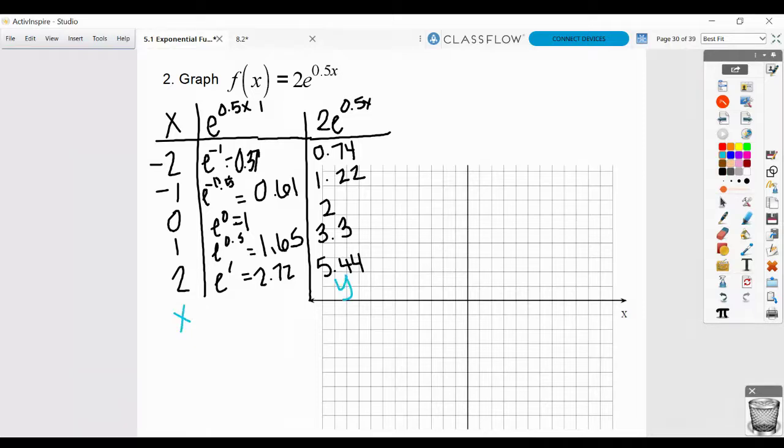Okay, so whenever you go to graph this one, there's your x and there's your y. So it still looks very similar. Then 0, 2, 1, 3, 3, and 2, 5. So you can see this one just isn't as steep of a slope.